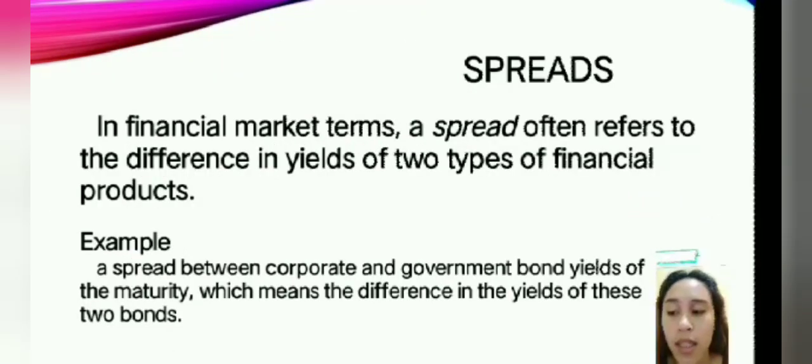Spreads. In financial market terms, a spread often refers to the difference in yields of two types of financial products. For example, a spread between corporate and government bond yields of the same maturity, which means the difference in the yields of these two bonds.